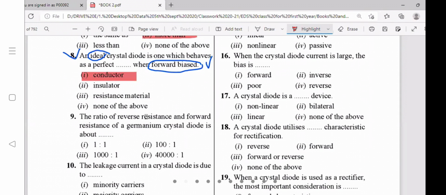The ratio of reverse resistance and forward resistance of a germanium crystal, it is also a wrong question. You cannot answer because it depends on doping. If doping changes, resistance changes.